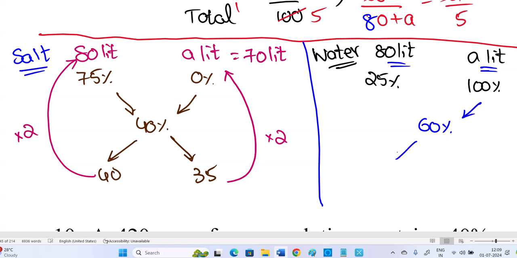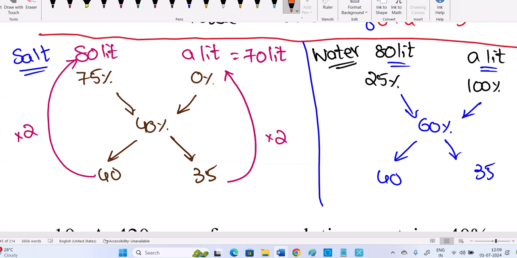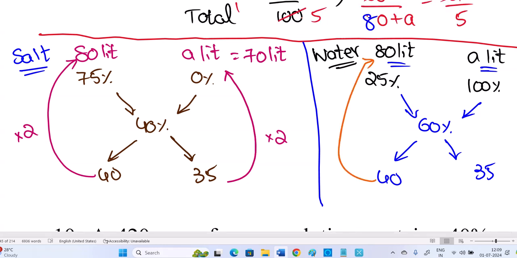Take the difference. What's the difference value? 35, the difference between 60 and 25. 40 represents 80 liters. Then 35 should represent 70 liters. So directly, no equation. I gave both here for your better clarity. People may get confused, so to get clarity, I am giving you this method.